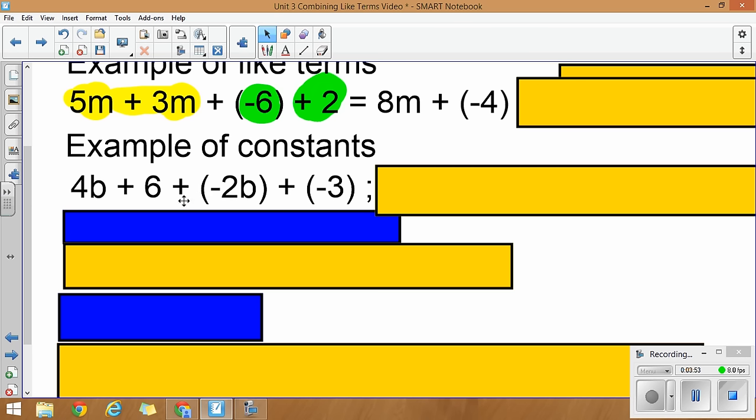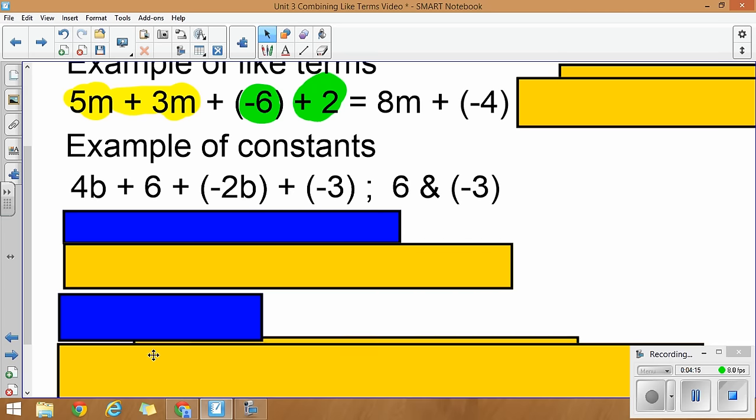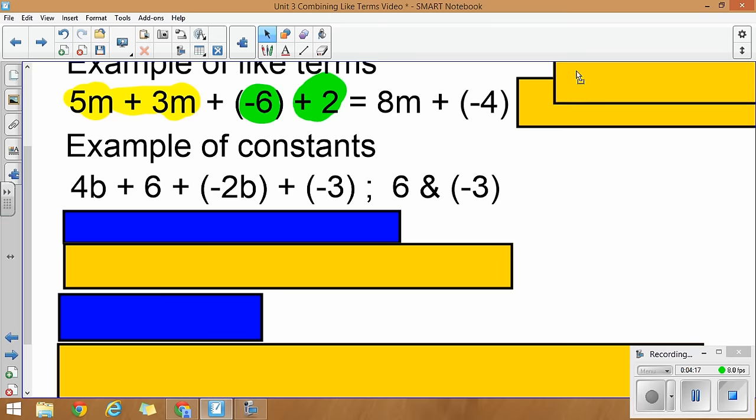Okay, so we want constants. If you take a look at your vocab from video part A, constants are any number where there isn't a letter or a variable being multiplied or divided to it. And the only two numbers that don't have a letter being multiplied to it are 6 and negative 3. So that's our solution, 6 and negative 3. Those are our two constants.